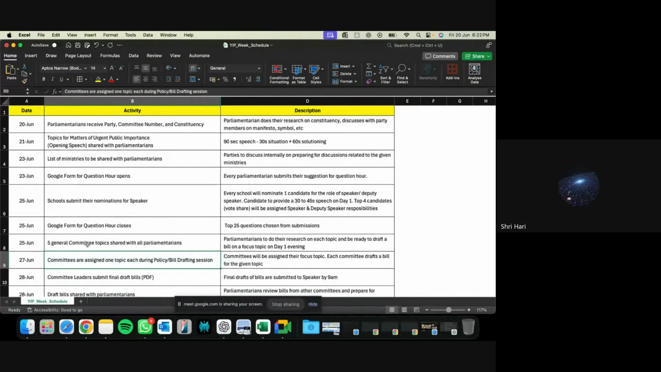Sir, and one more question. If you want the bill to be given to the speaker, would you give us a specific email, or should we find the email of the speaker and give it to him? We will coordinate that. You will be submitting to us, and we will be sharing with the speaker. Yes, sir.